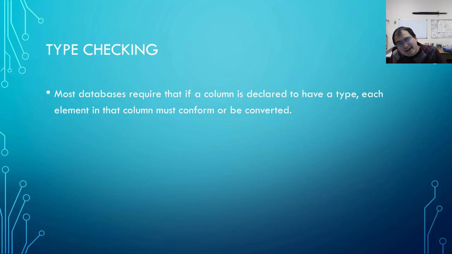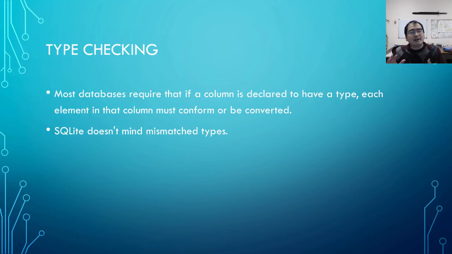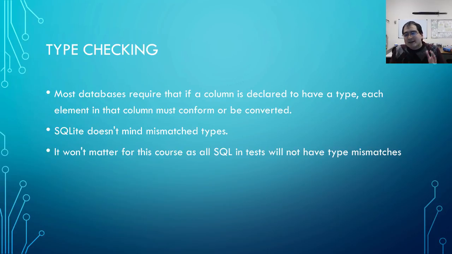However, one nice thing about SQLite is that it doesn't actually mind mismatched types. If you say this column should be a text and you insert an integer, for the most part, SQLite will be okay with that. But really, for the purpose of this class, it doesn't really matter. All of the SQLite will be asking your code to do will be correct types, so you don't have to worry about checking for these sorts of mismatches.